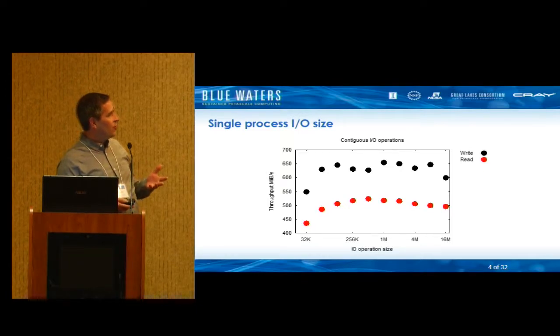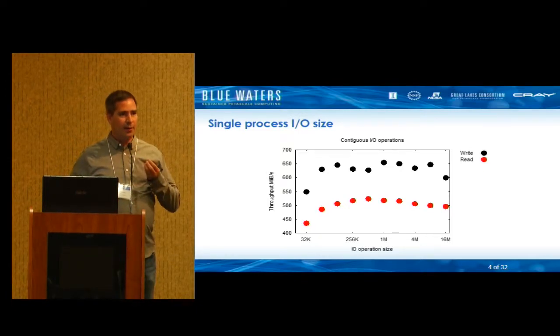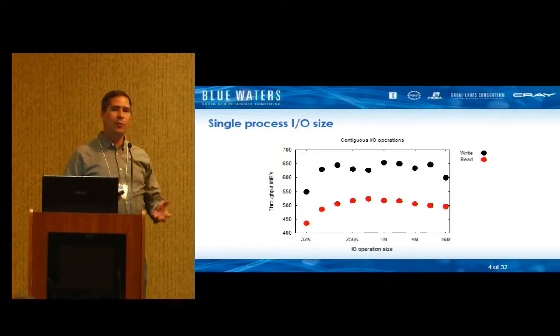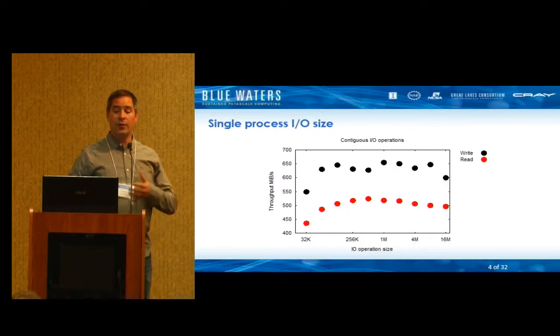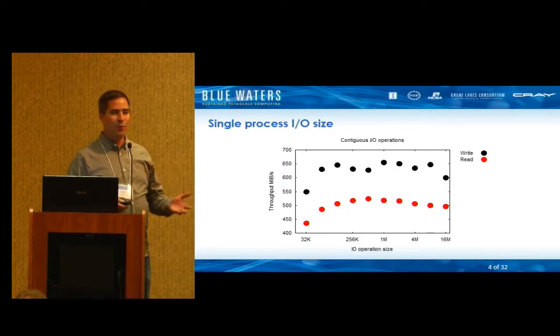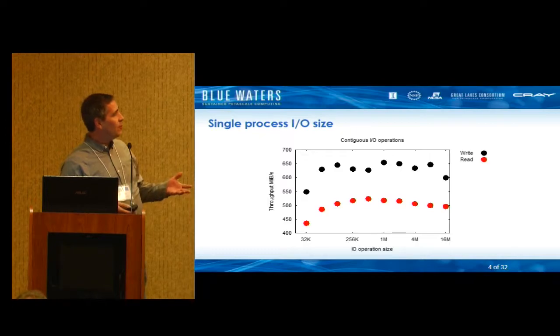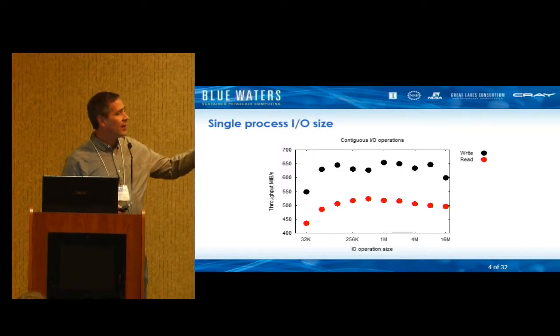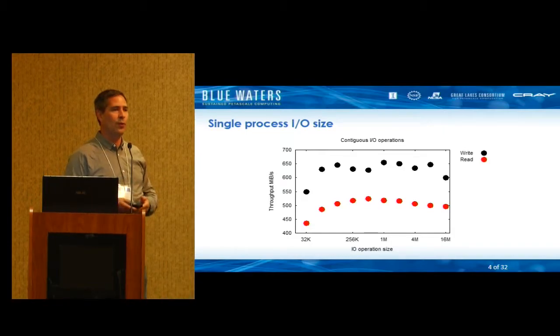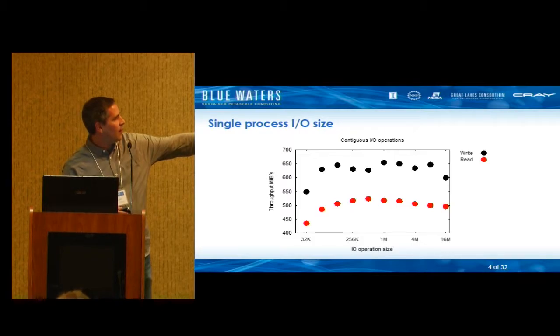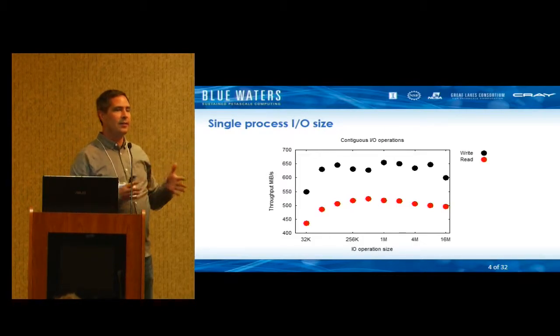So first of all, just to show what performance is possible with a single process. The red is read time and the black is throughput. Read throughput and write throughput. So you should be able to get about 500 megs a second read throughput and a little over 600 megs per second write throughput. Notice the operation sizes starting at the left end, 32 kilobytes at a time, up to 16 megs at a time.